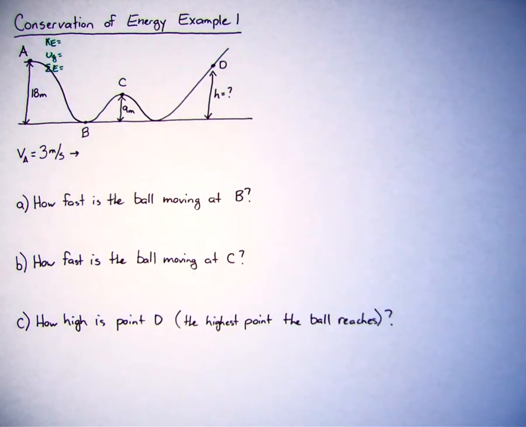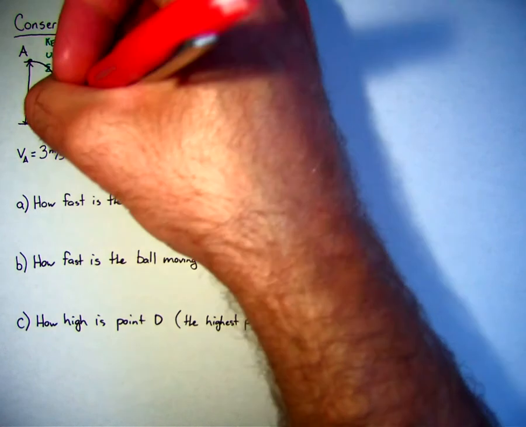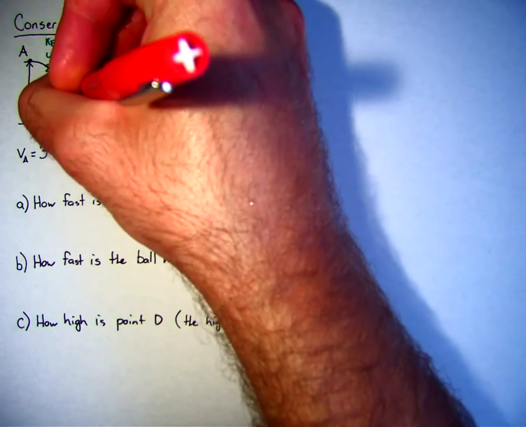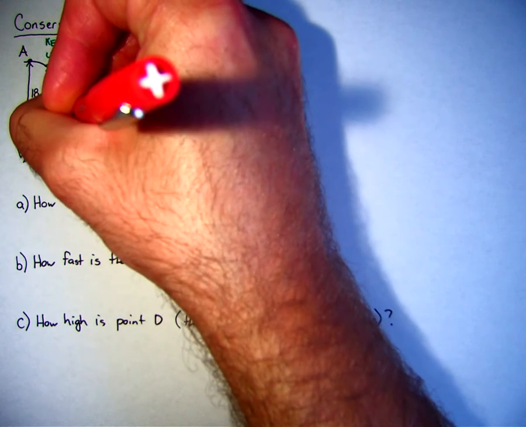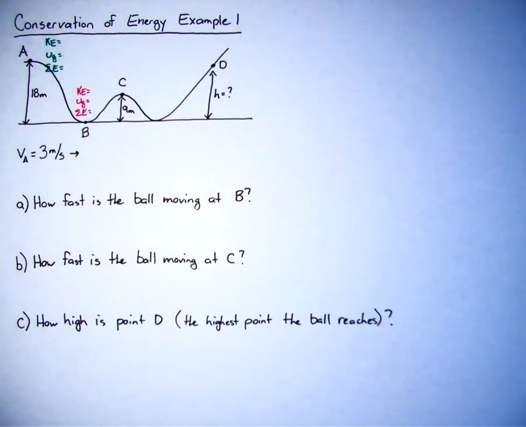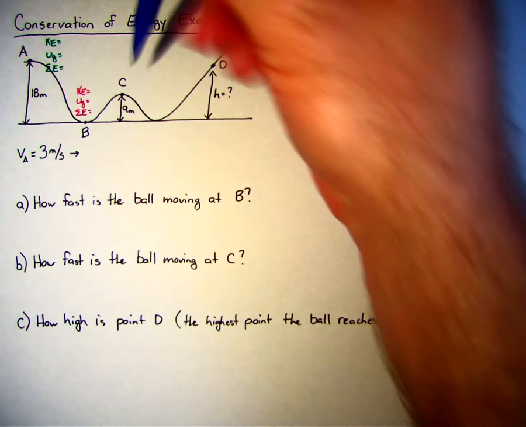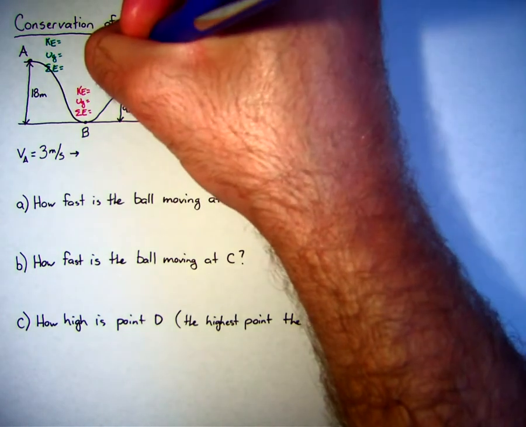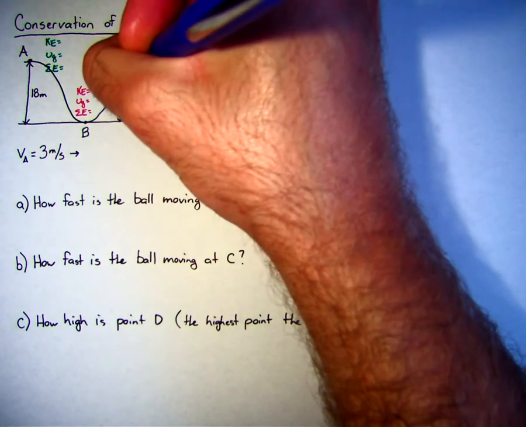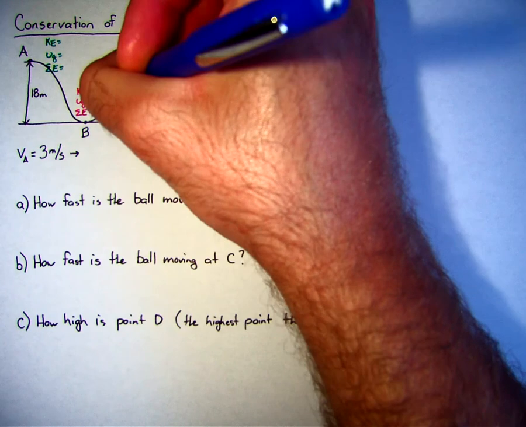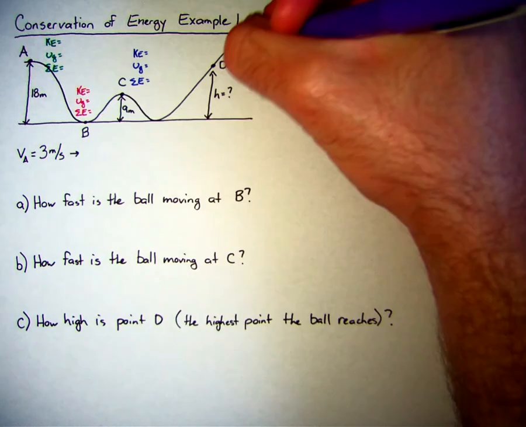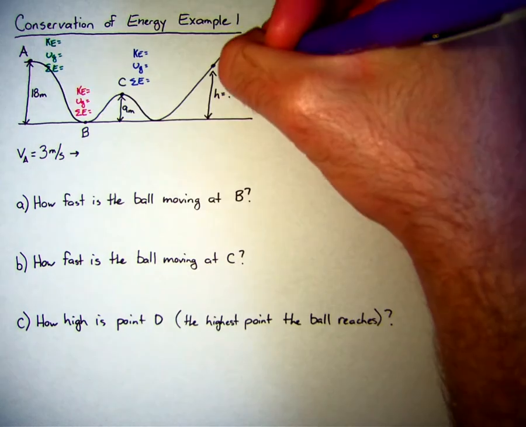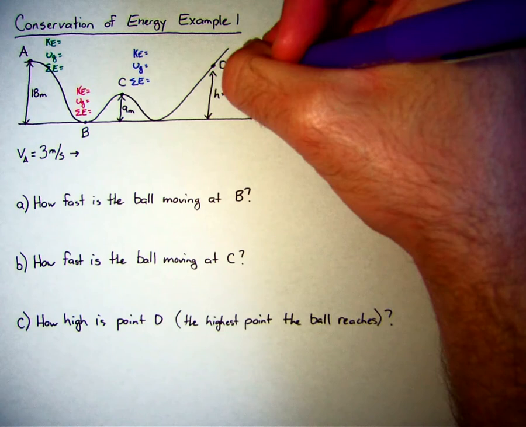And then I'm going to fill in what I have. Same thing at point B. I'm going to label my kinetic energy, my gravitational potential, and my total energy at point B. At point C, same thing: kinetic energy, gravitational potential energy, my total energy. And then at point D, kinetic energy, gravitational potential energy, and my total energy.